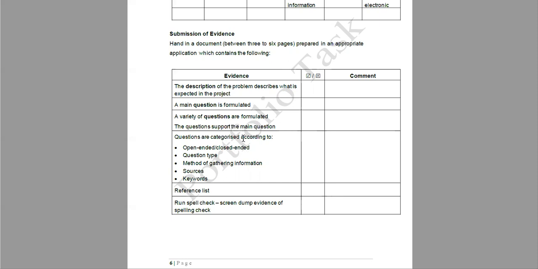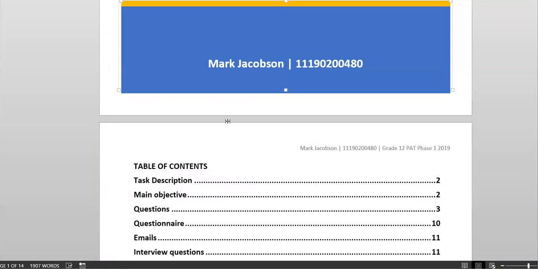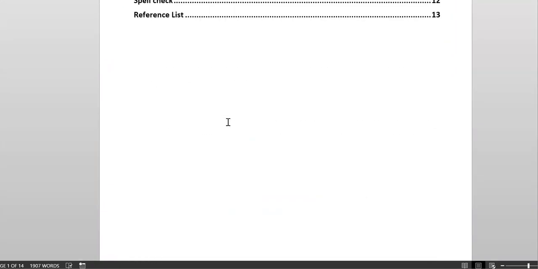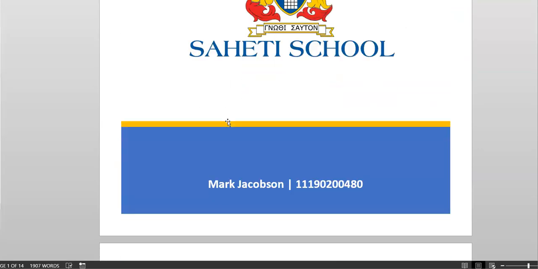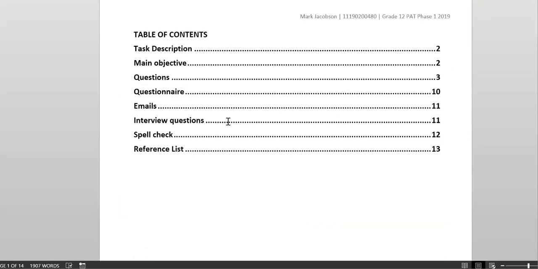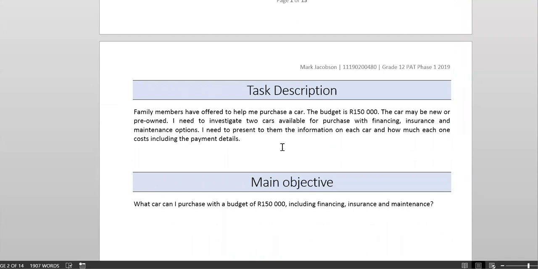Now at your phase 1, this is an example. First of all, he has a front page. Then he has his table of contents, task description, main objective, questions, questionnaire, emails, interview questions, spell check, and reference list. It doesn't matter in what order you do this, but it needs to have all of this information in it already. Now task description.